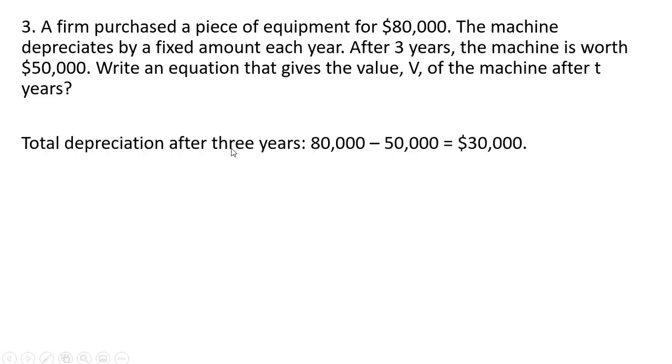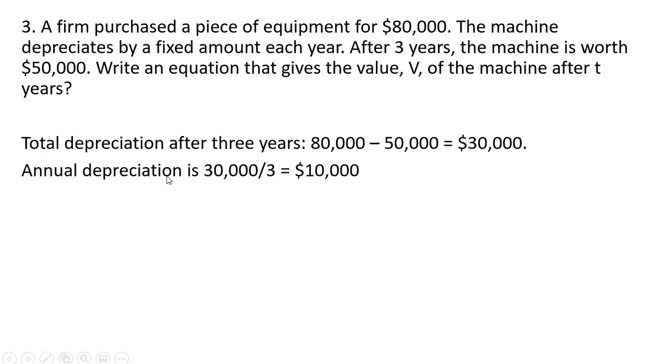Total depreciation after 3 years is going to be $30,000. We bought the machine for $80,000. After 3 years, it's now worth $50,000. So the firm experienced $30,000 of depreciation over 3 years. And since the machine depreciates by a fixed amount each year, the annual depreciation rate is going to be $30,000 divided by 3 years, or $10,000. So this machine depreciates $10,000 each year.